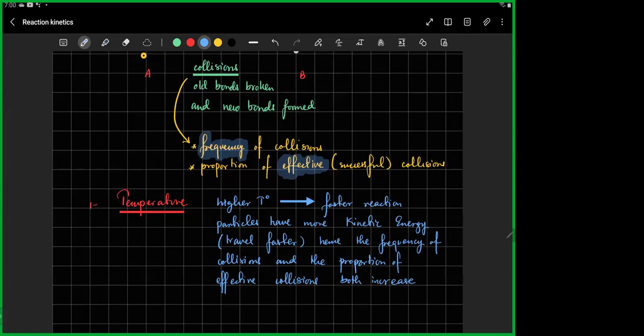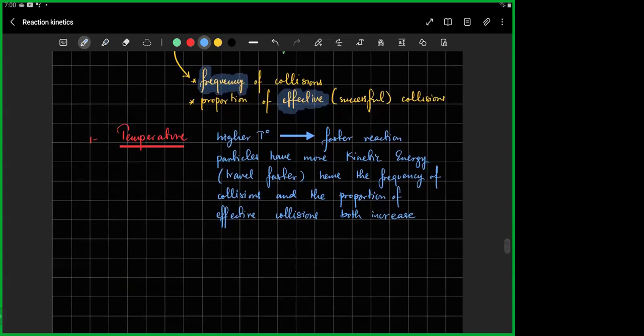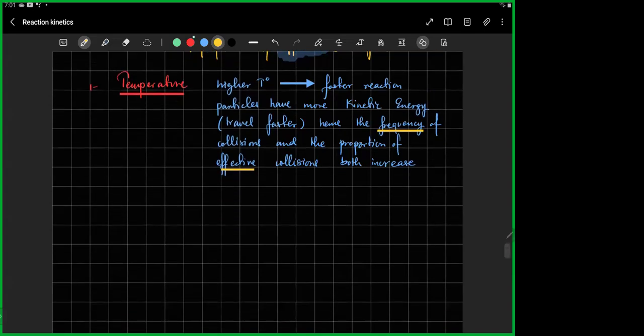They both increase. Higher temperature, you get a faster reaction, right? So the explanation, you have to get the explanation right. The frequency and the amount of effective collisions, they both increase. That's temperature.